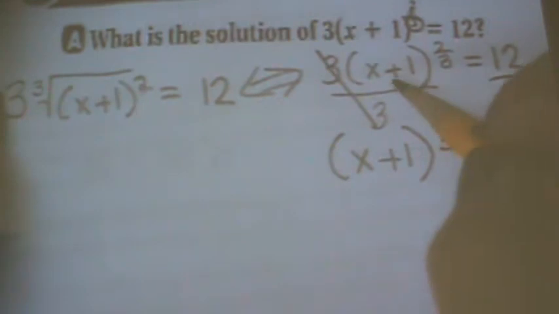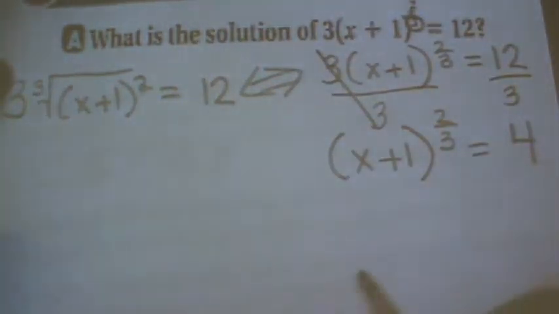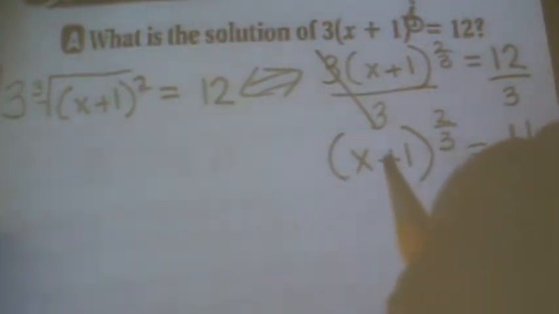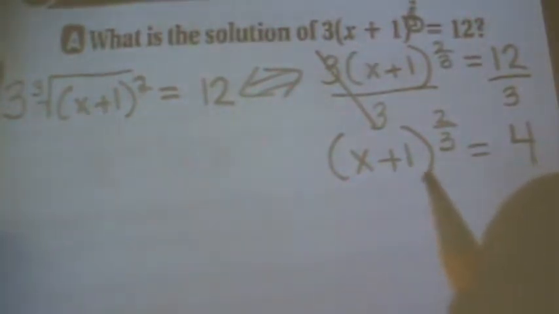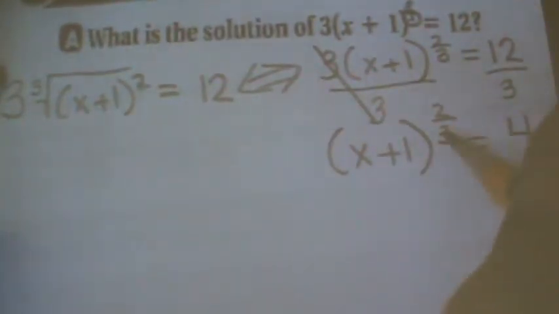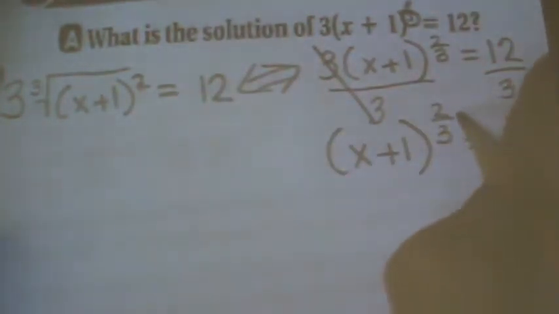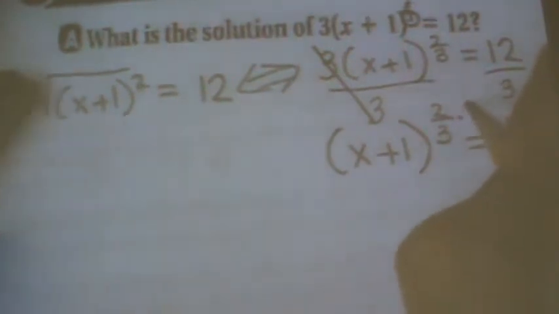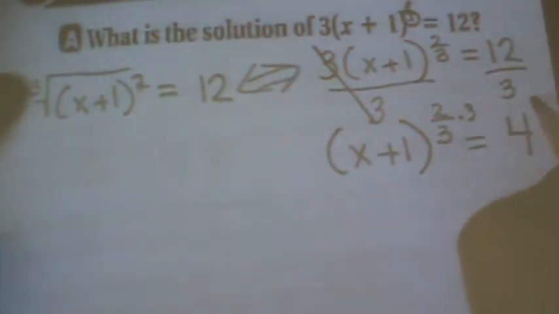So when it was square root, what did you do to both sides? You squared both sides. Well, this is a cube root. So what are you going to do to both sides? You're going to cube. I want you to do this for me. Put a 3 here, and I want you to cube that side too.